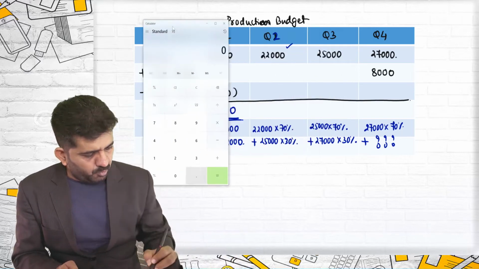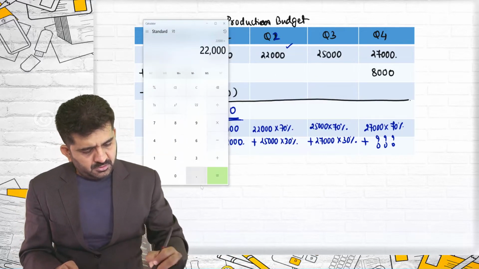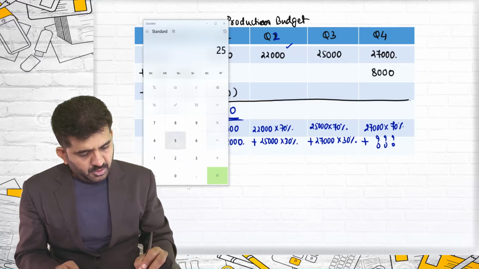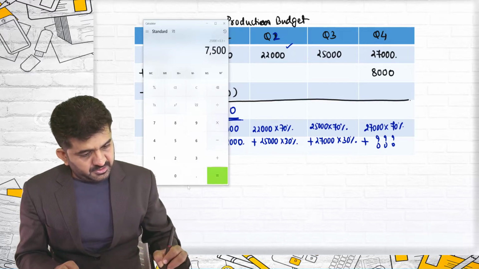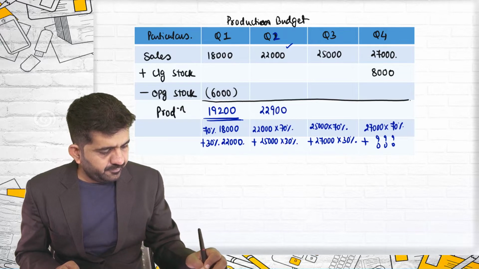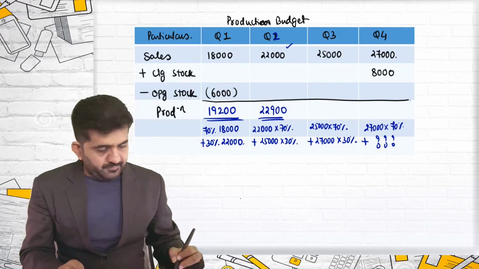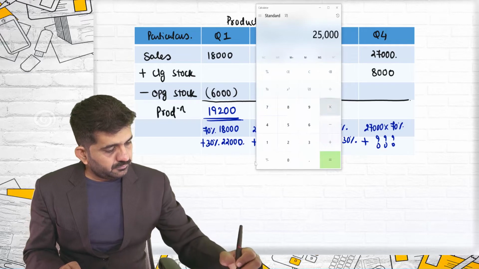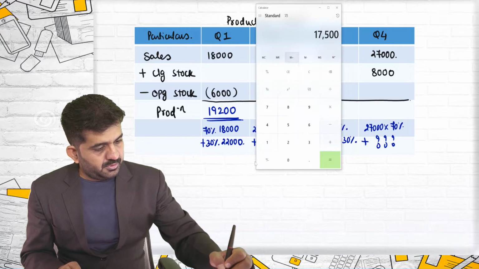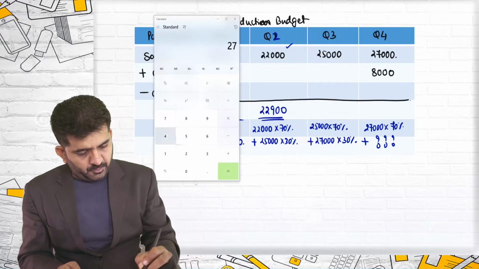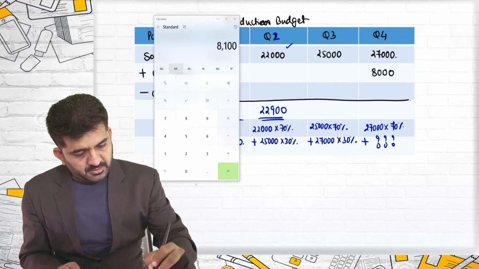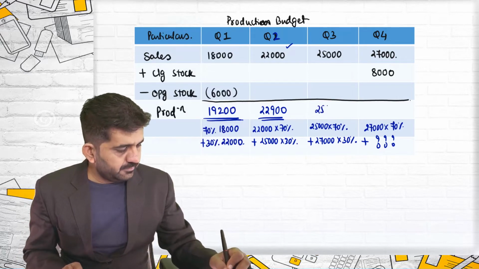So let us find out for quarter 2. 22,000 into 70% plus 25,000 into 30% is equal to 22,900. This will be 25,000 into 70% plus 27,000 into 30%. So it is 25,600.